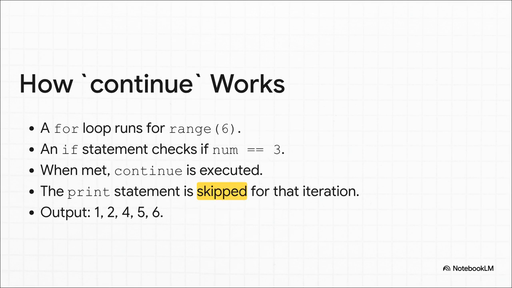Now let's compare that to continue. This loop is set to run 6 times for numbers 1 through 6. When the number is 3, that continue statement tells the loop, hey, skip everything else you were going to do for the number 3 and just continue on to the next number. So the print statement for 3 gets skipped, but the loop keeps right on chugging, giving us an output of 1, 2, 4, 5, and 6.